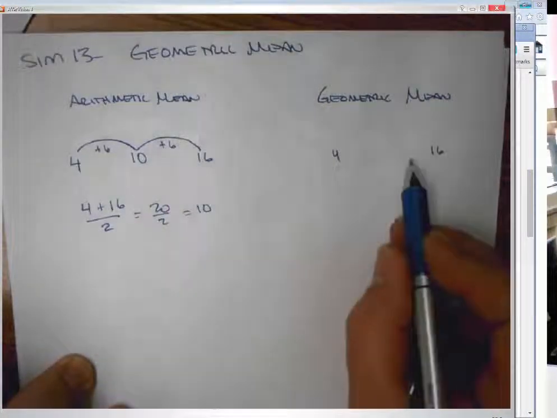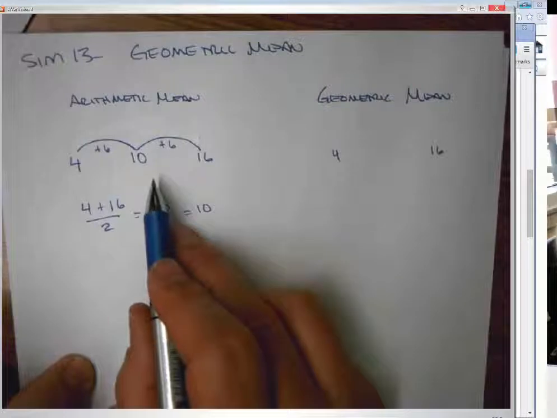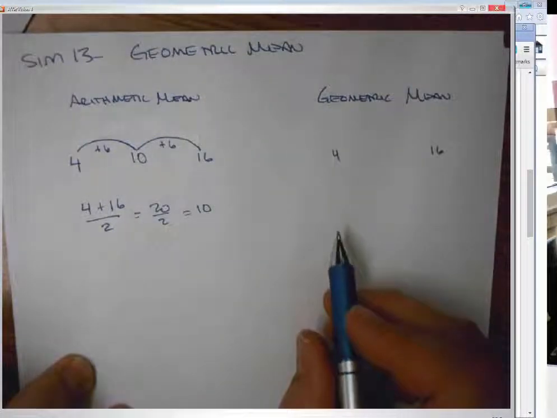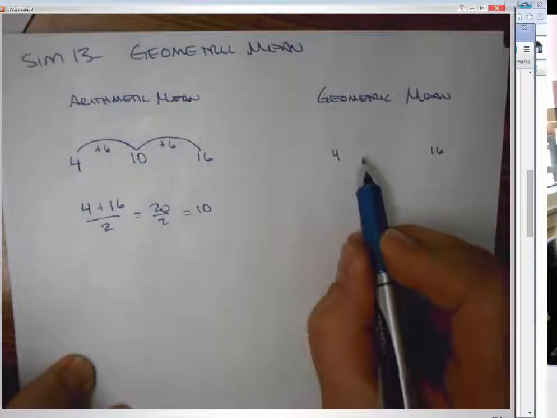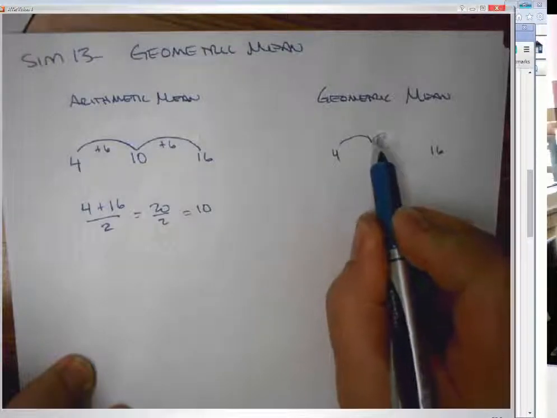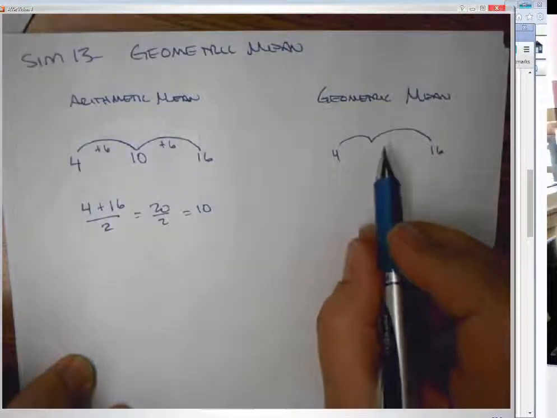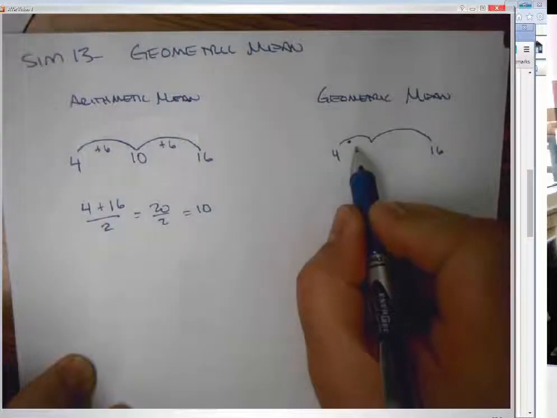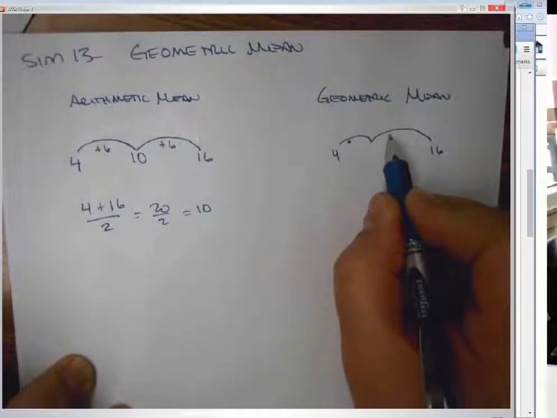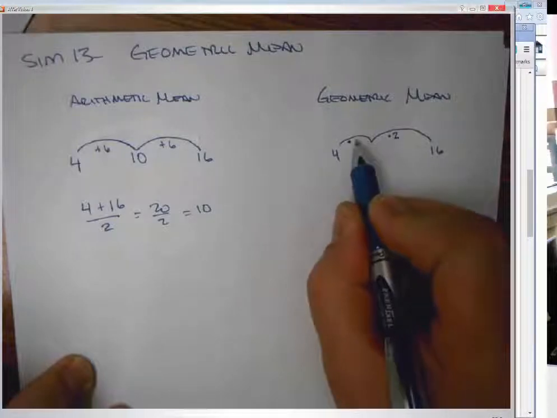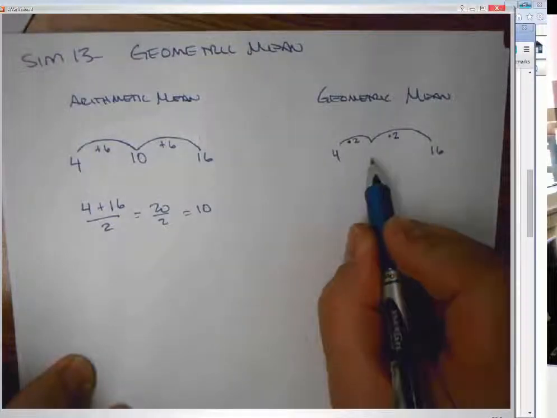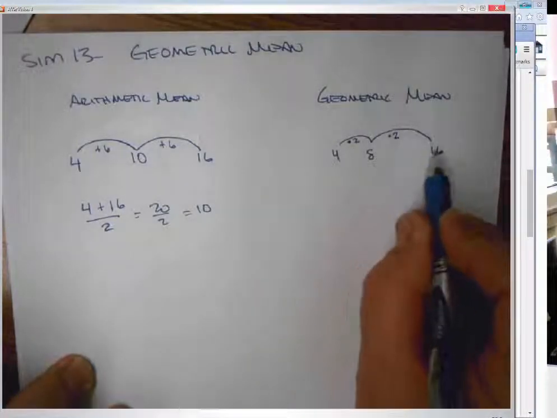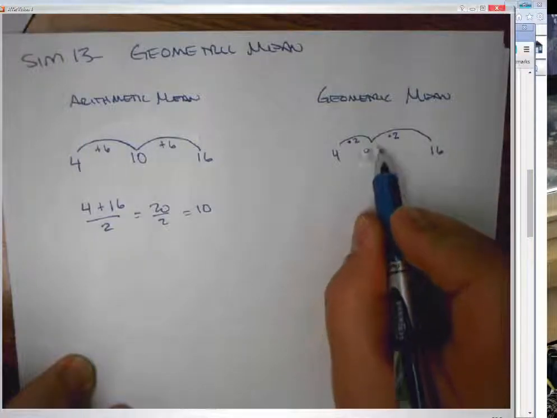Well, the geometric mean is similar, but it's almost like this on turbo. So for instance, instead of saying I want to add and then add again, I'm going to do the extreme of adding, which is multiplying. I'm looking to multiply times some number here and multiply times that same number here, so that 4 times 2 gives me 8 and times 2 again gives me 16. The geometric mean is going to be 8.